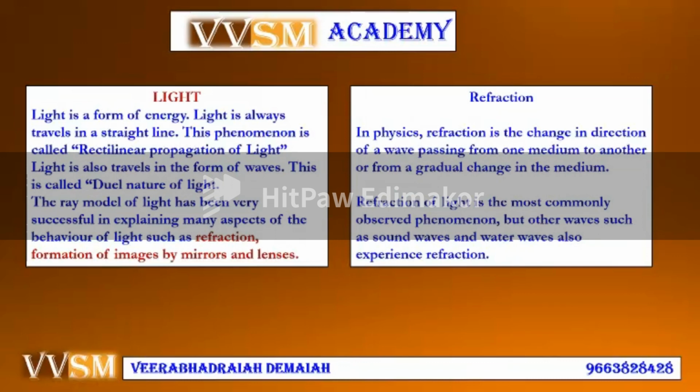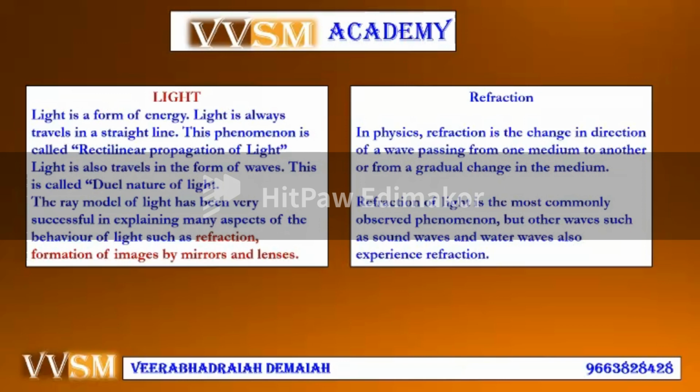Dual nature of light means light travels both in the form of corpuscles as well as in the form of waves. That is the corpuscular theory as well as the wave theory of light. This we will discuss in forthcoming classes.